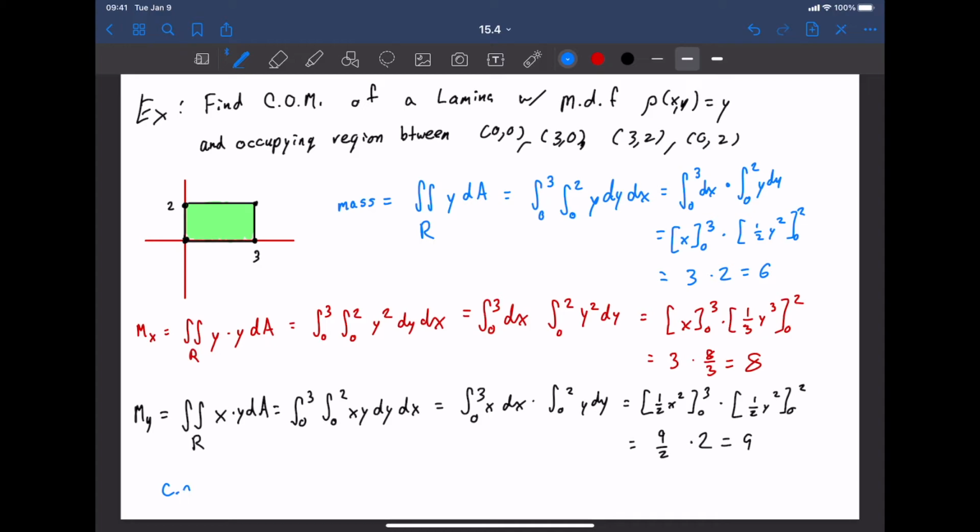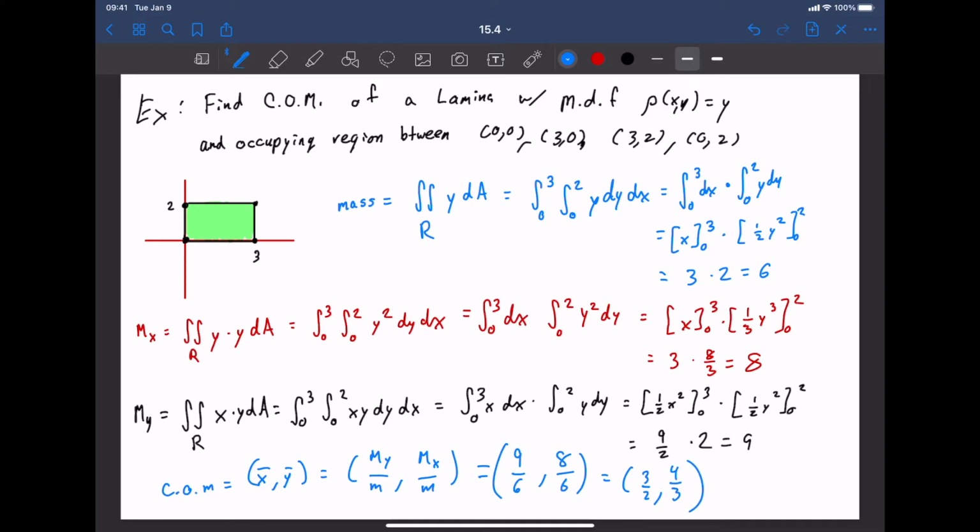So the center of mass is x bar comma y bar, or m sub y divided by the mass, m sub x divided by the mass. Or in this case, 9/6 comma 8/6, or 3/2 comma 4/3.